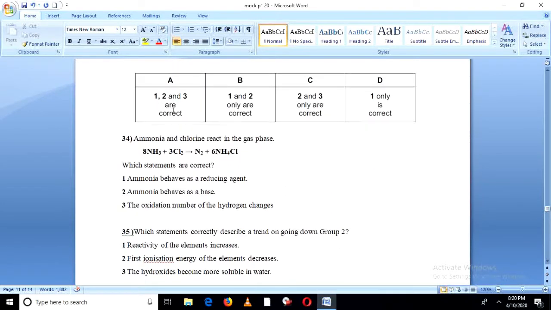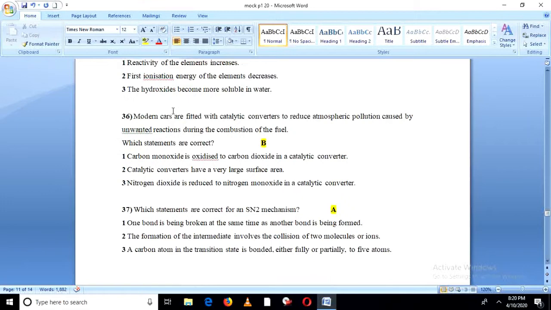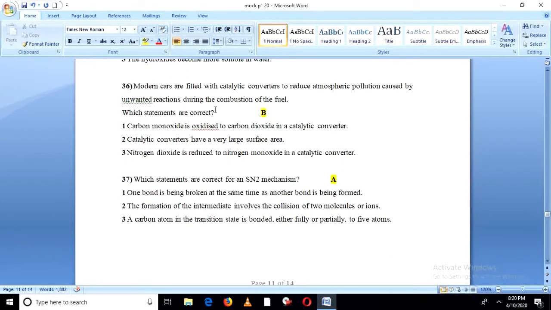If all three are correct, A is to be opted. If 1 and 2 are correct, B is to be opted. If 2 and 3 are correct, C is to be opted. And if 1 is correct, then D is to be opted. So for this purpose, in a catalytic converter reaction, we would be seeing the statements that are correct. I have given the answer in highlighted form, that is B, that statement 1 and 2 are correct.